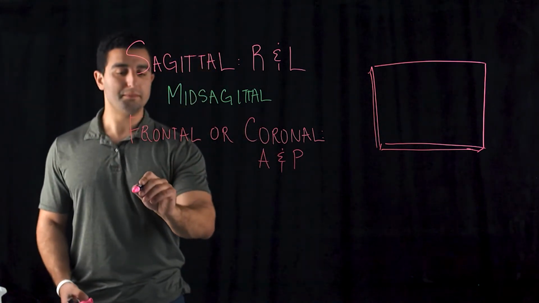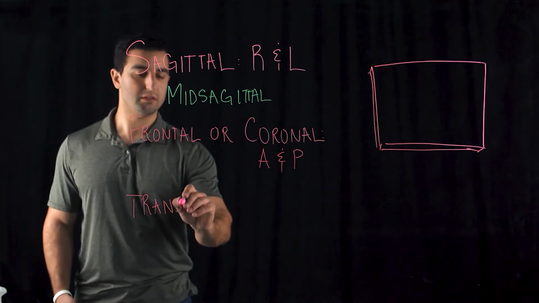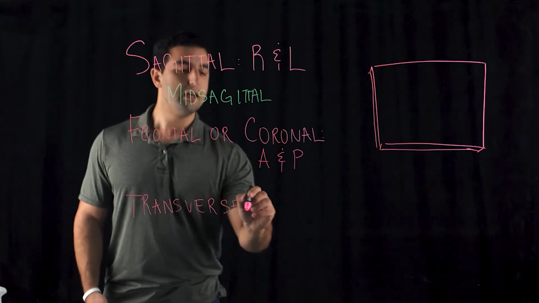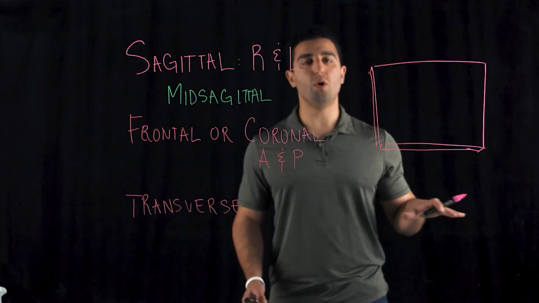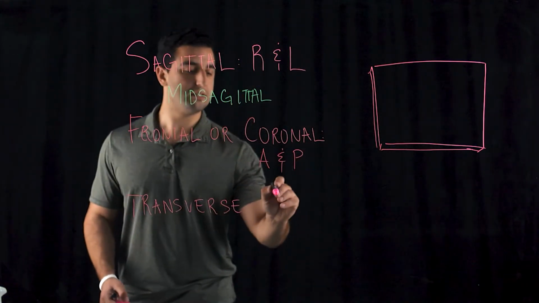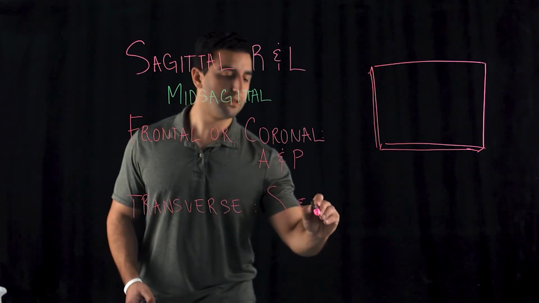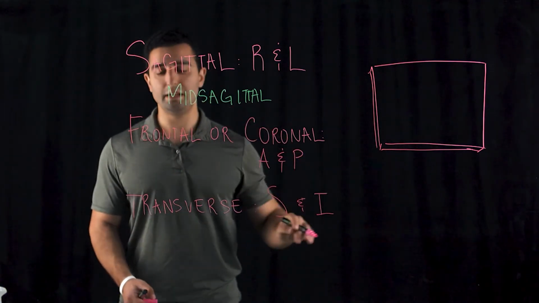The third type is called transverse, cross-section or transverse plane. This goes in at more of a horizontal plane and separates the body into superior and inferior. So superior meaning the top or up, and inferior meaning below.